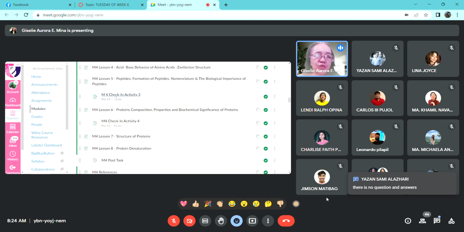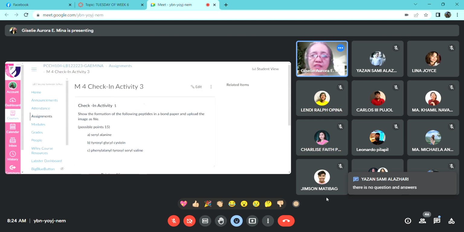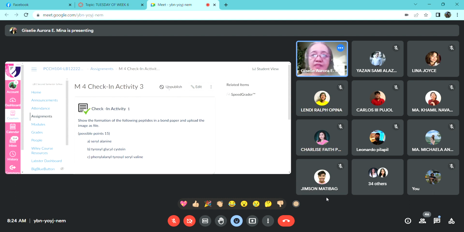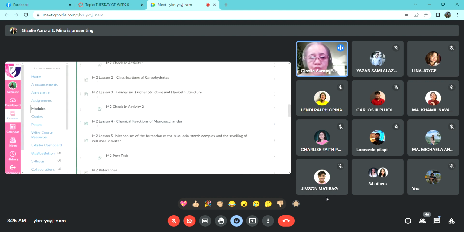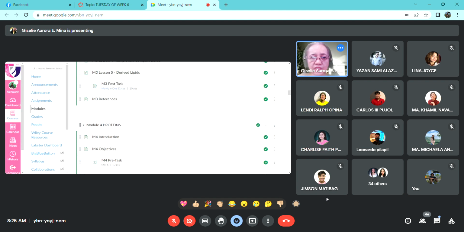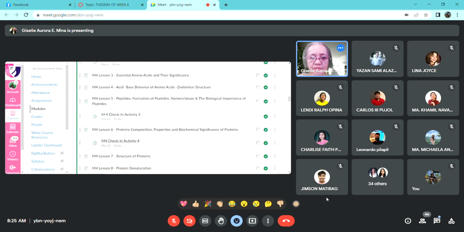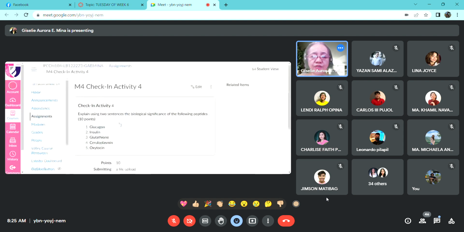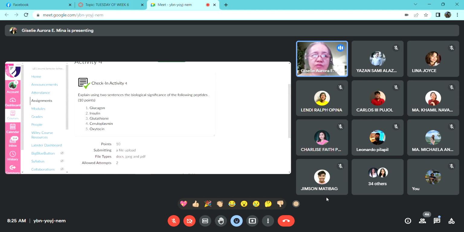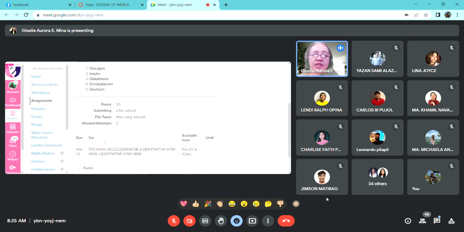If I will be opening this module for check-in activity 3, this is: show the formation of the following peptides. Ayan ang check-in activity 3 nyo. Show the formation of the following peptide. And then, back. Ang module 4 check-in activity, the other check-in activity. Check-in activity 4: explain using two sentences the biological significance of the following peptides: glucagon, insulin, ceruloplasmin, and oxytocin.